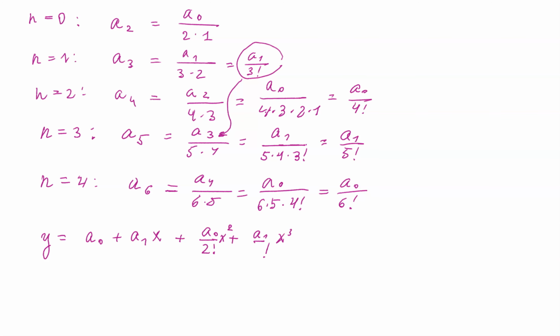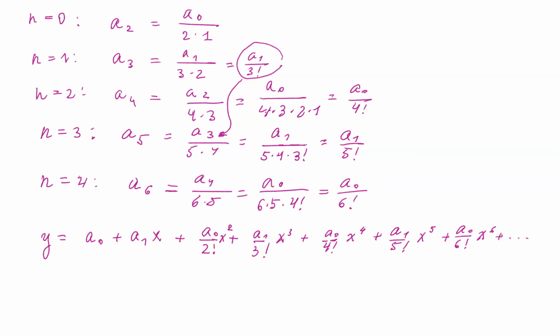Just kind of write down 3 one more time. And plus what we have, next one, A4, that's A0 over 4 factorial x to the power of 4 plus A1 over 5 factorial x to the power of 5 plus, last one, A0 over 6 factorial x to the power of 6, and there are going to be more terms.